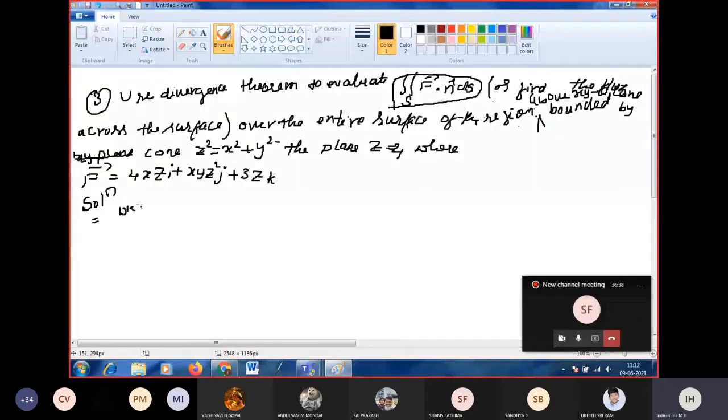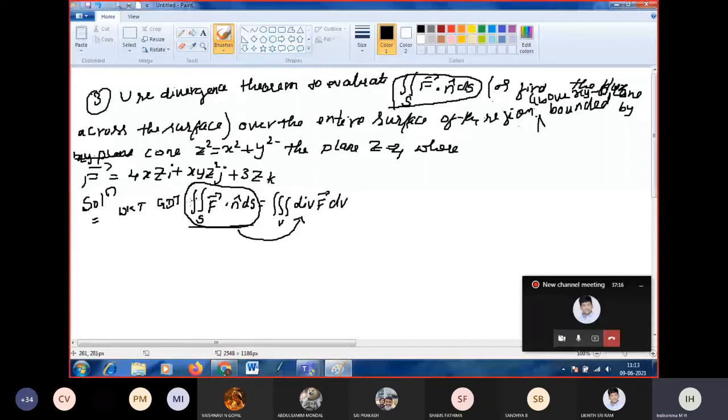We know the Gauss divergence theorem. What is Gauss divergence theorem? The double integral over the surface S of vector F dot n cap dS is equal to the triple integration over the volume V of divergence of vector F dV. This is the formula for Gauss divergence theorem. We are finding flux using Gauss divergence theorem. Flux is nothing but the double integral over S of vector F dot n cap dS.